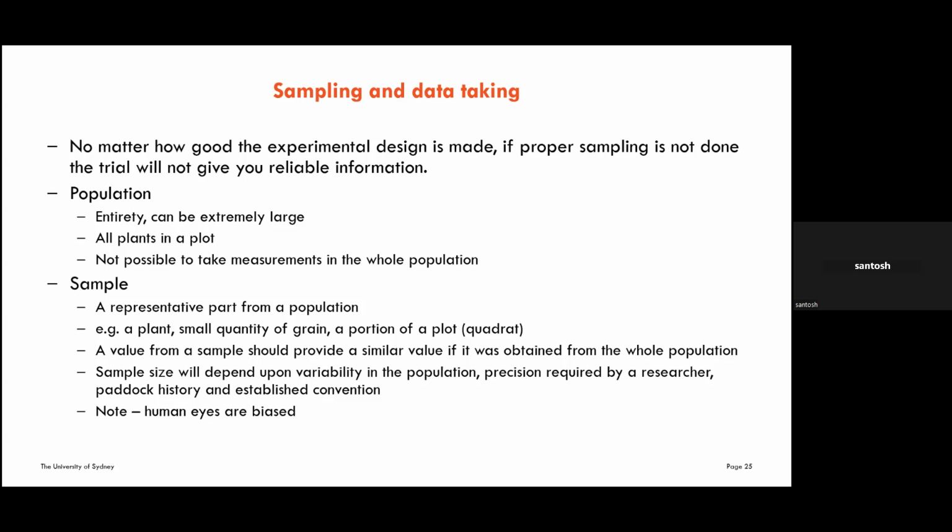You want to go with the good looking plants, and then people say, oh yeah, I only took good looking plants, I should take the poorer ones as well, and then probably you go only for the balance. So it's always biased there. So to avoid that bias, you need to have some method of sampling.